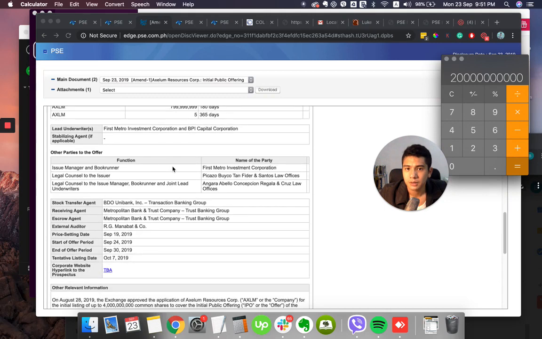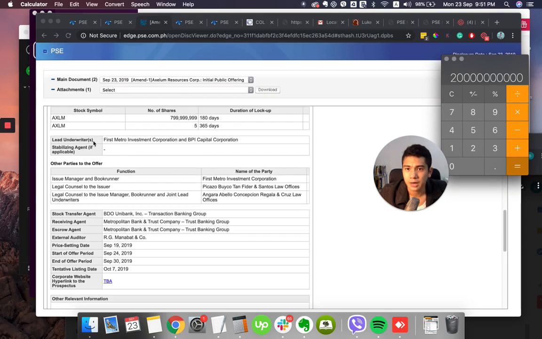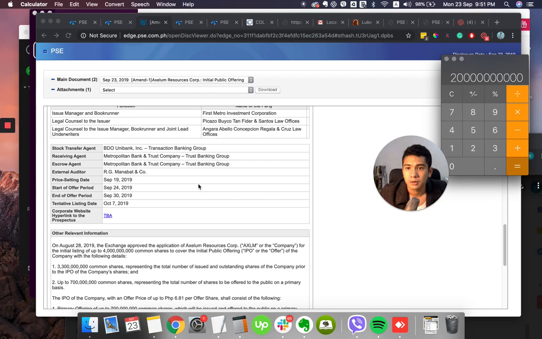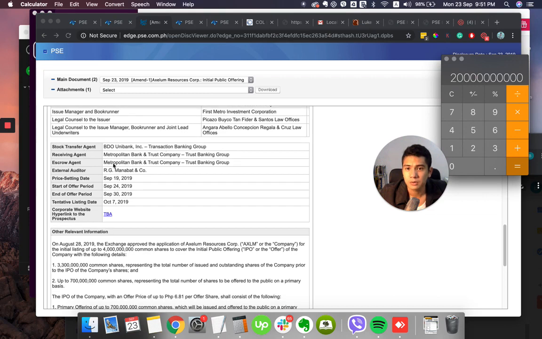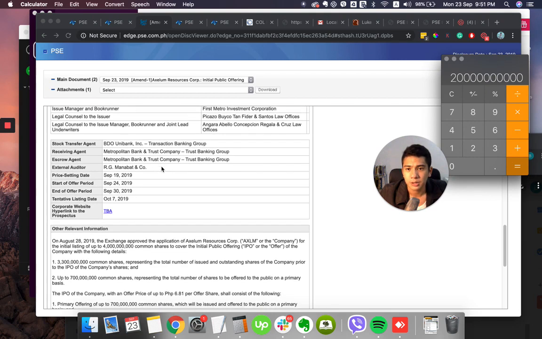So the name of the party, the underwriters, is First Metro Investment Corporation and BPI Capital Corporation. Stock transfer is BDO. Receiving agent Metropolitan or Metrobank.